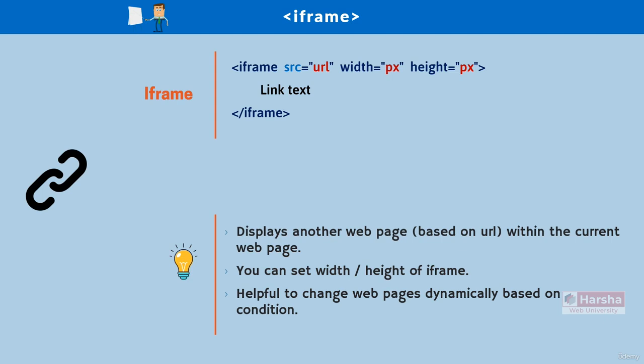In case you make different sections of the page as independent HTML files and want to display all of them in a single web page, then you will use iframe. Iframe can also be used to display the content from other websites, such as displaying videos from YouTube.